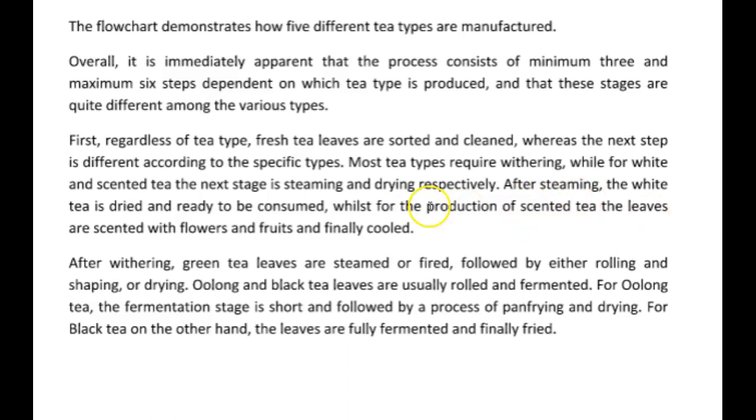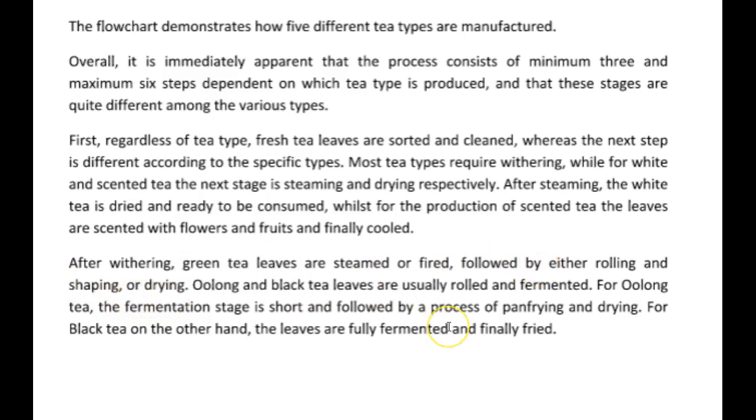After steaming, the white tea is dried and is ready to be consumed, while in order to produce scented tea, the leaves are infused with flowers and fruits before being finally cooled. Cool. After withering, the green tea leaves are steamed or fired, followed by either rolling and shaping or drying.